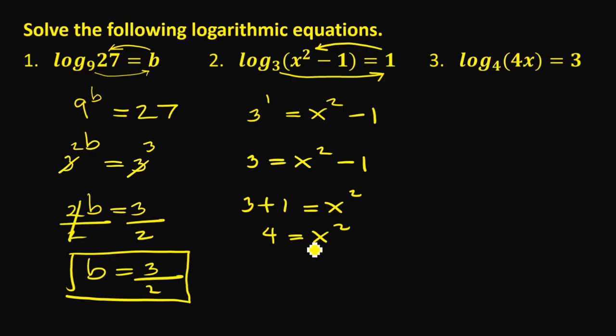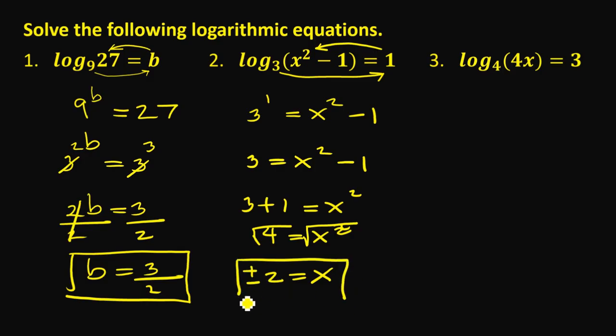Then solve for x. To eliminate the squared symbol from x, we're going to take the square root of both sides. So the square root of x squared, then the square root of 4. The square root of x squared is x, then the square root of 4 is positive and negative 2. Okay, we have two roots, positive 2 and negative 2.